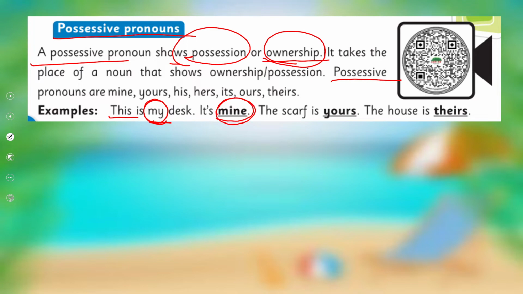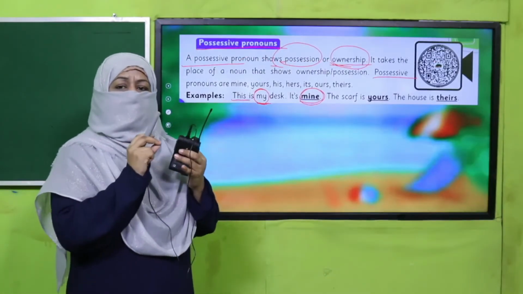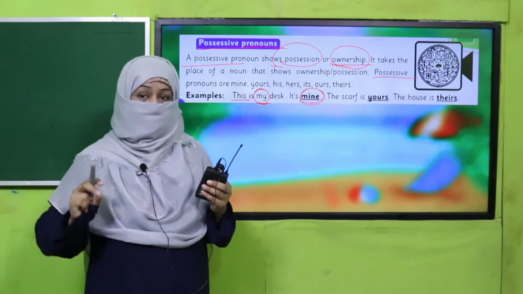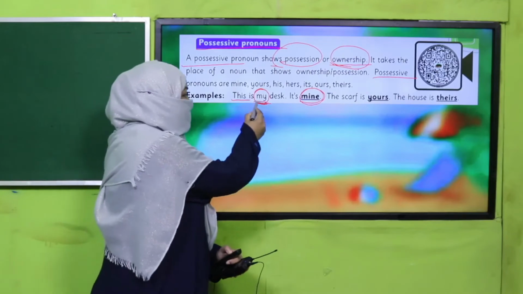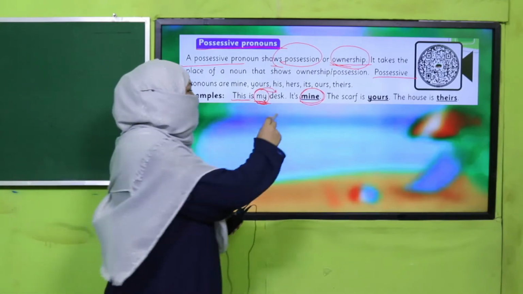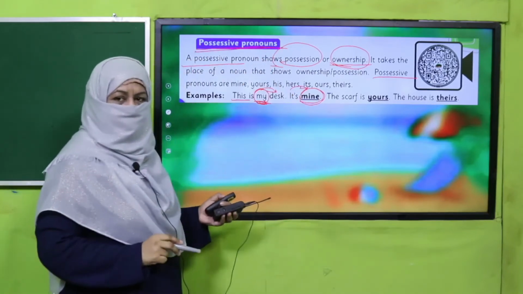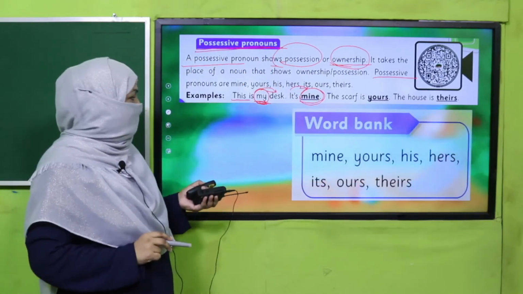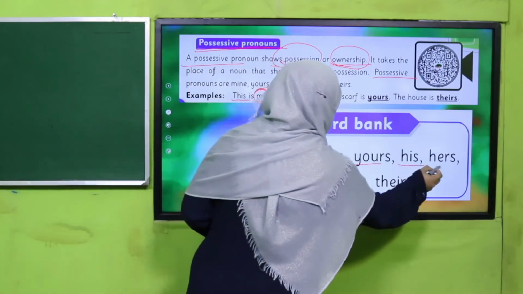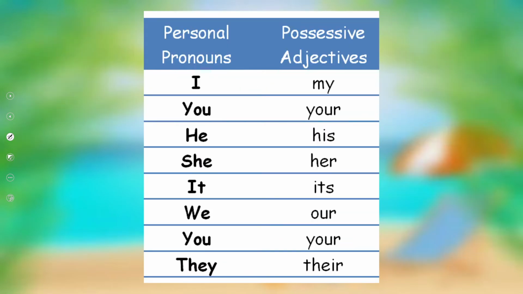So beta, this is a very simple difference. I told you an adjective comes before a noun. So if a possession word is coming before a noun, it is an adjective, and if it is coming after a noun, it becomes a possessive pronoun. Okay, so about possessive pronouns we have already studied. These possessive pronouns are mine, yours, his, hers, its, ours, theirs. And what are possessive adjectives then?